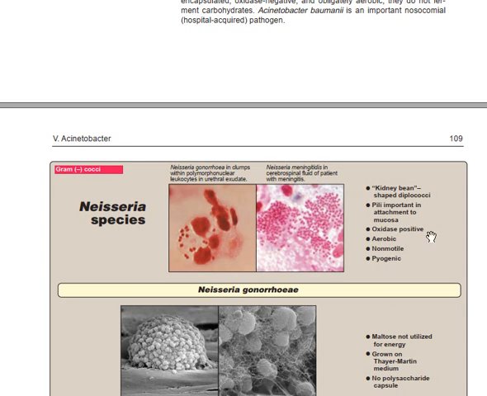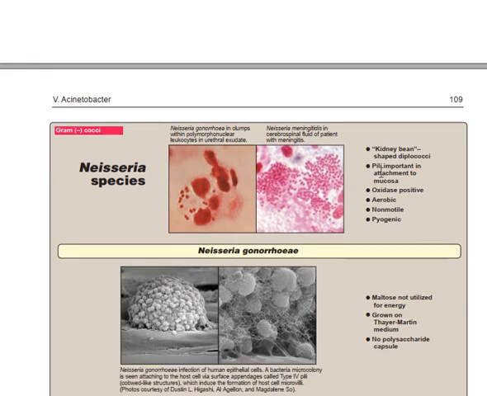So let's see the different characteristics again for Neisseria species. It is kidney bean shaped diplococci. So Neisseria is mostly diplococci, kidney bean shaped, or just say diplococci, but they are gram-negative. The pili are important for attachment to the mucosa, and they are a very antigenic factor, a very great virulence factor for Neisseria gonorrhea. It is oxidase positive. It is aerobic, is it clear? Because it contains oxidase, that's why it is aerobic.